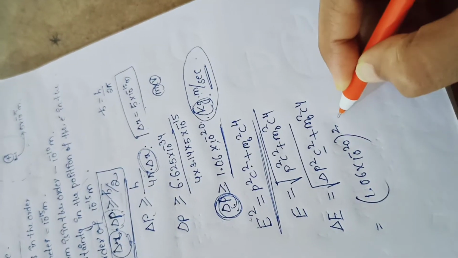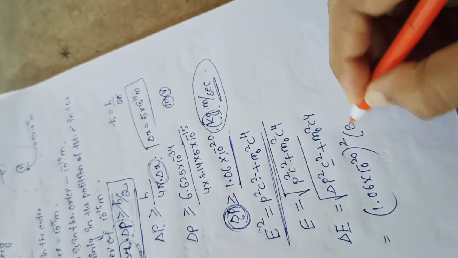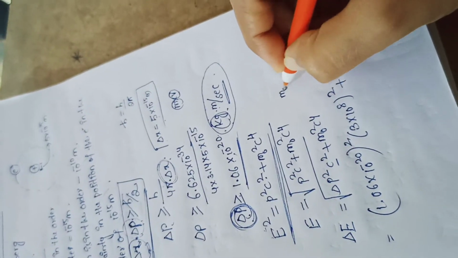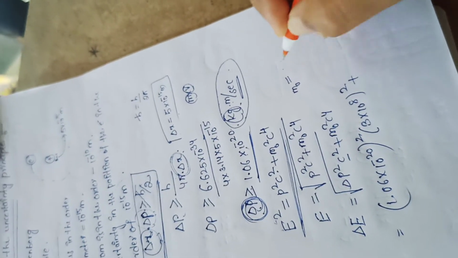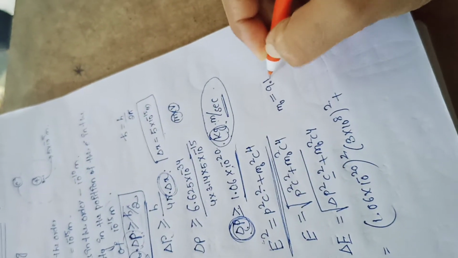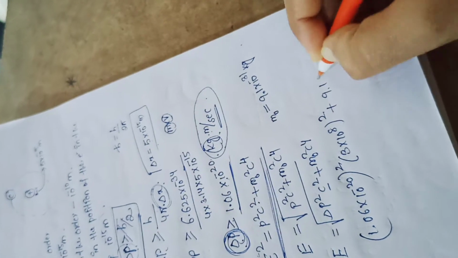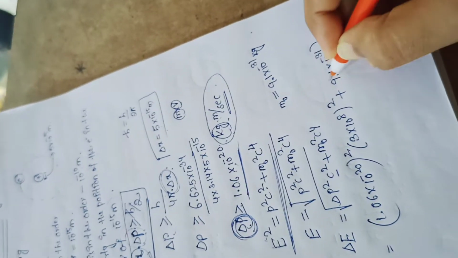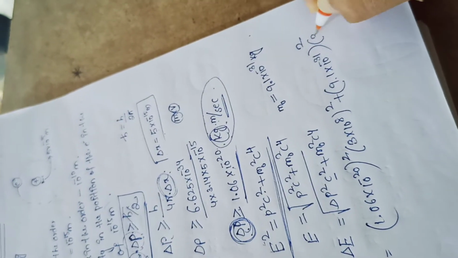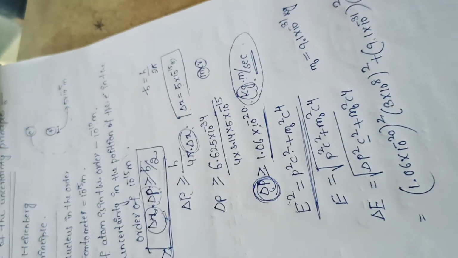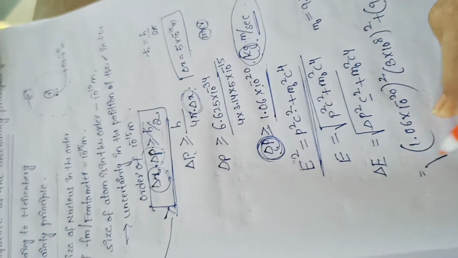What is the value of C? C is the velocity of light, 3 into 10 to the power of 8, square, plus the rest mass energy. M naught is the rest mass of the electron, that is 9.1 into 10 to the power of minus 31 kg. Substitute it, 9.1 into 10 to the power of minus 31 square into 3 into 10 to the power of 8 whole to the power of 4. Now this is under root.